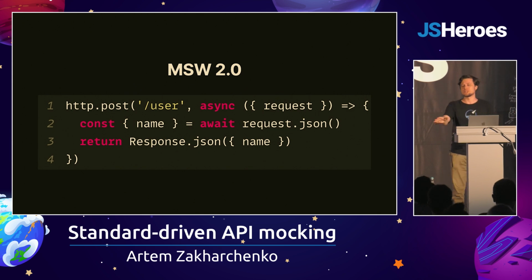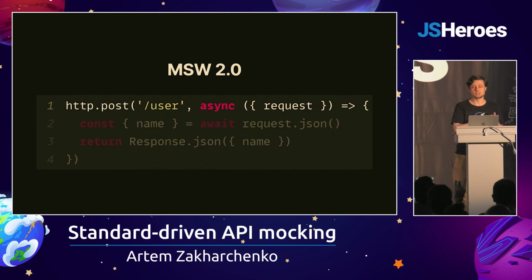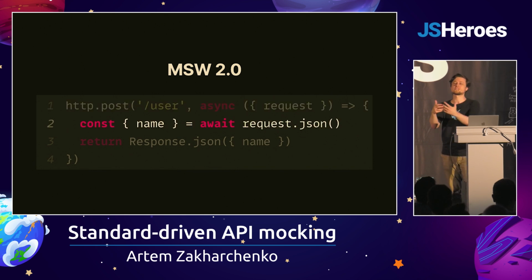And here's the gist. It's the same example as we saw before. It handles the POST request to the user endpoint, and then it has a callback function. But notice now, there's a different call signature. We just have one argument. It's an object, and it has this request property. And you may be wondering, what is that an abstraction over? So let's see. We want to read this request's JSON.